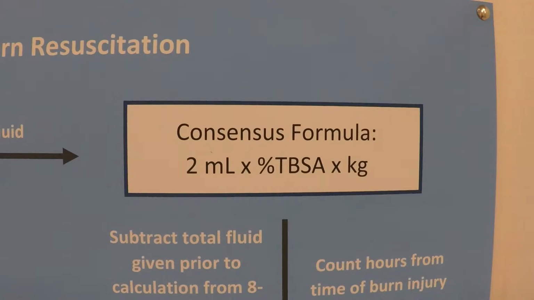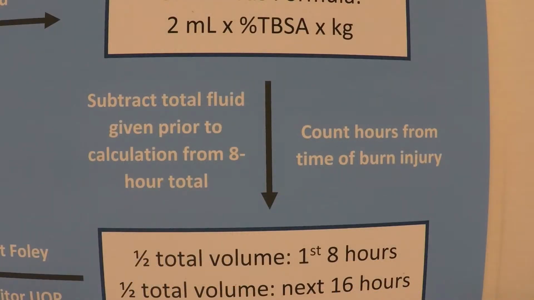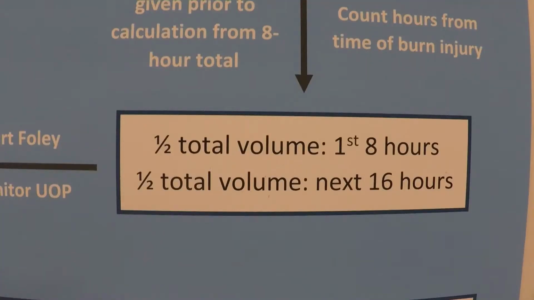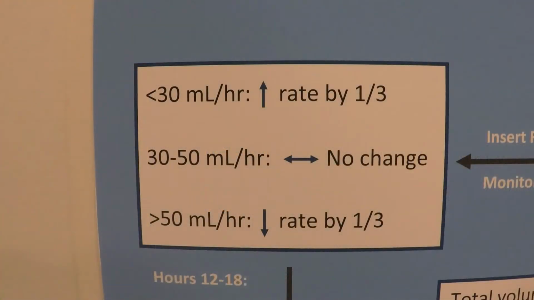Once you get that total calculation for the fluid they're going to need for 24 hours, you take into account the amount of fluid they've already gotten from EMS and ED, and subtract that from your total. Then you take half of that volume and give it in the first 8 hours, and the other half over the next 16 hours to give you your 24-hour total. Once you have your calculation set, you're going to insert a Foley to monitor urine output, and the urine output is going to really drive how you titrate the fluids from there.